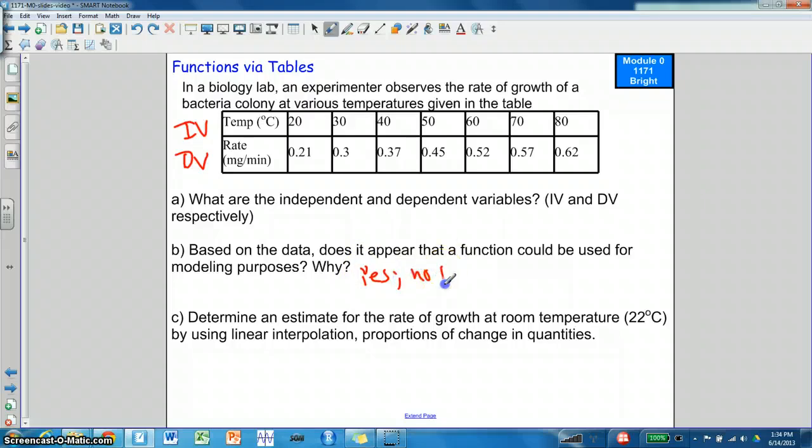no domain value goes to two different range values.